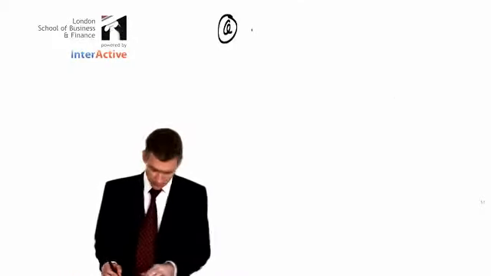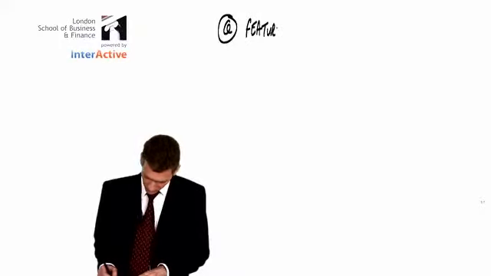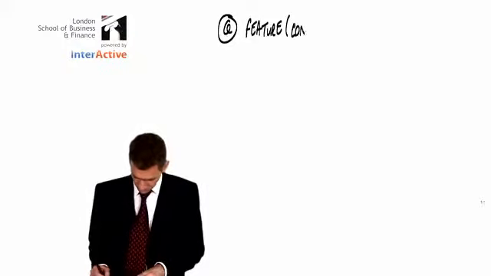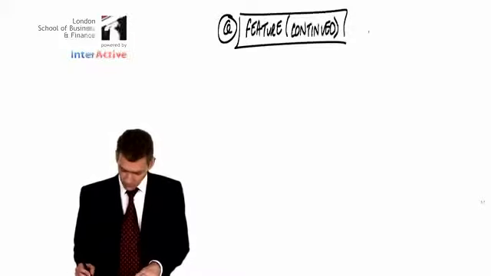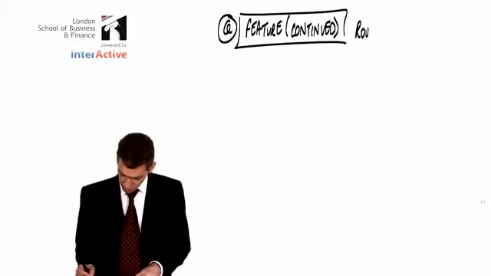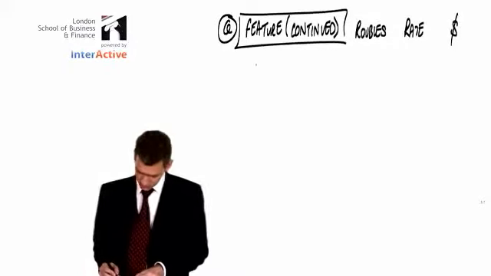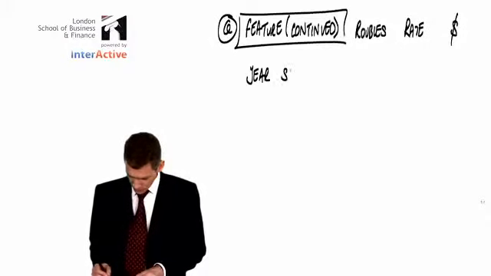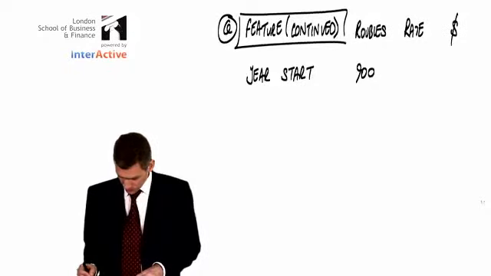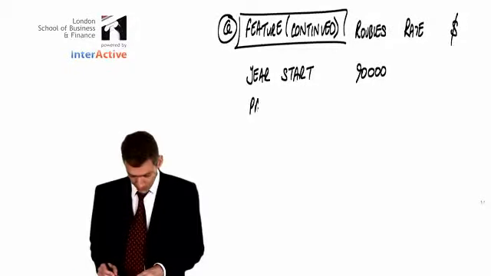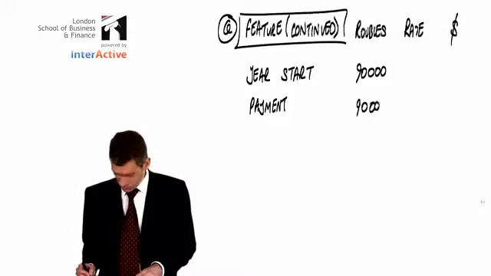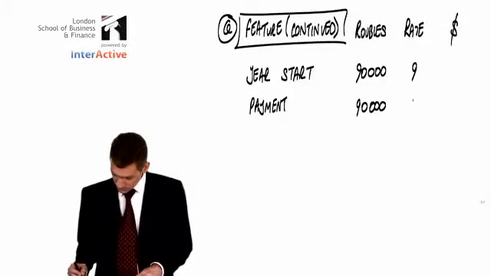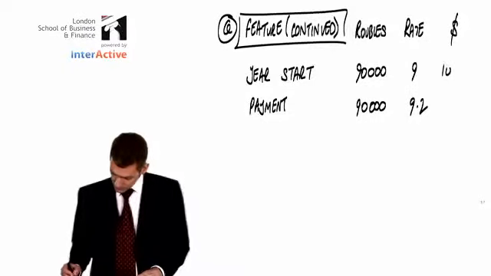So question, feature, continued. We still owe rubles. There's still a rate. And there's still dollars. What was the year end becomes the year start. And we still owe 90,000. And at settlement, or payment as they've called it, we have a liability of 90,000 which is paid at that point. The rate is 9 and 9.2. We know what that is, that's 10,000, isn't it?